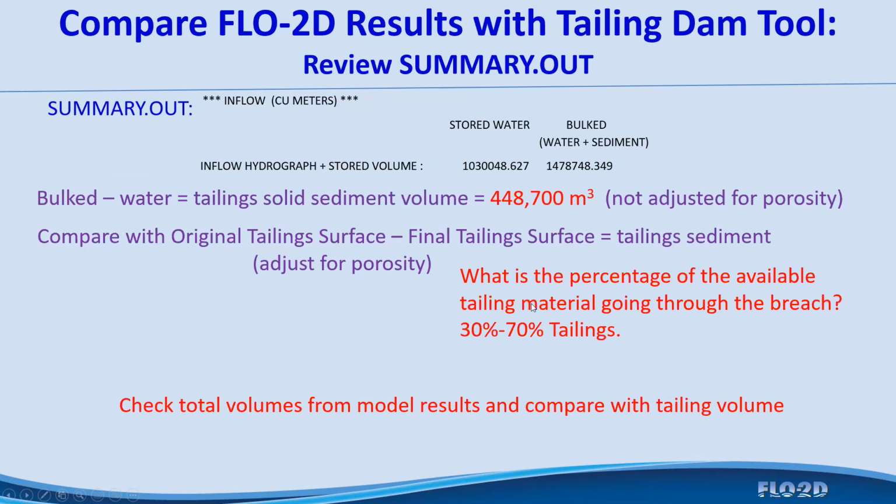What is the percentage of the available material that is going through the breach? Well, this is something that can help you to calculate the percentage of those tailings, okay? And typically it is between 30 to 70%, okay? So check the total volume from your model results and compare that with the volume that you estimate from the Tailings Dam tool.